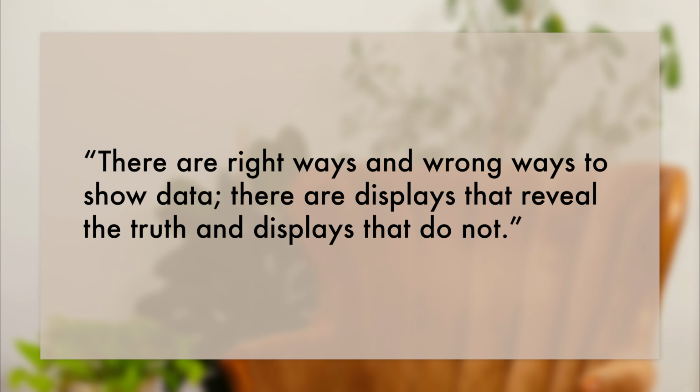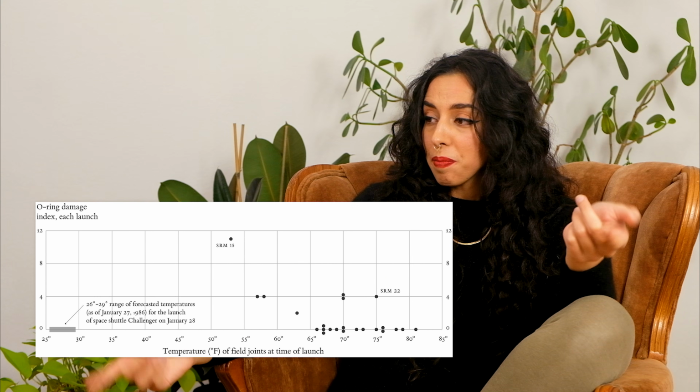So while the legend isn't as clear-cut as I thought it was when I started researching this topic, I think Tufte's main thesis about the Challenger figures holds. There are right ways and wrong ways to show data. There are displays that reveal the truth and displays that do not. So this is right and this is wrong. The question now is, why?